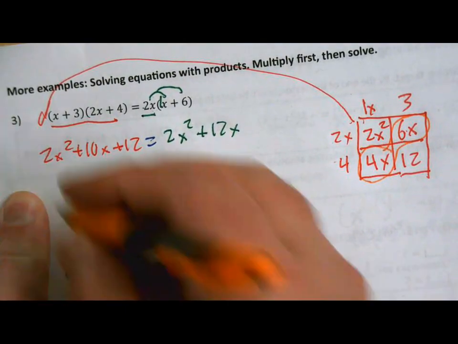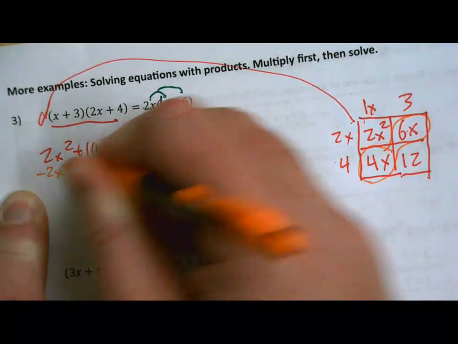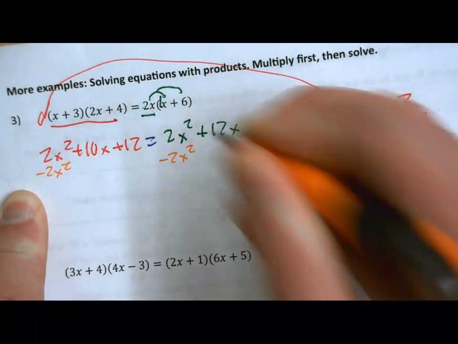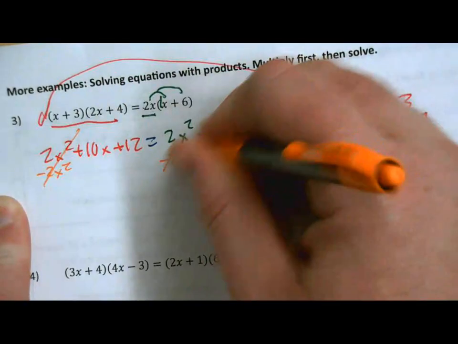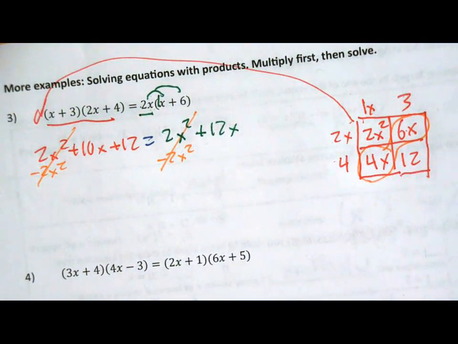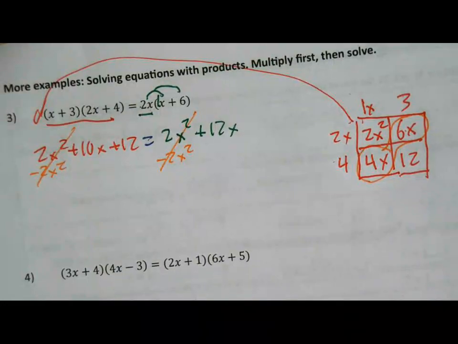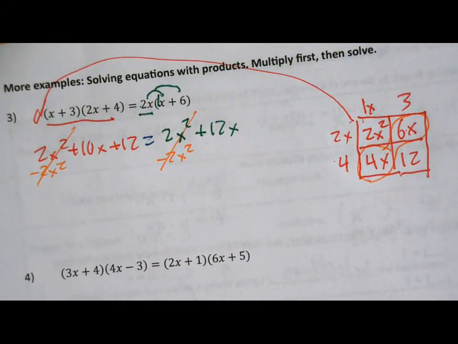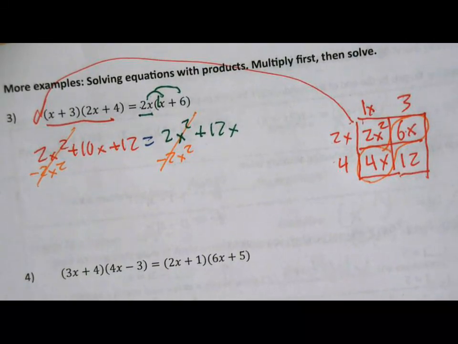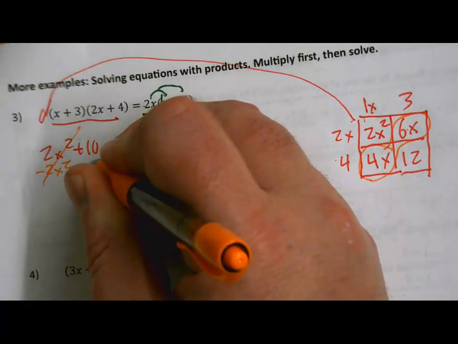We could do minus 2x squared. We got to do the same thing on both sides, but when we do it on both sides, it gets rid of both of them. Are we still going to have x's on both sides? So while we're at it, let's get rid of one of those too. Y'all want to get rid of the 10x or the 12x? 10x, okay. It's positive 10x, so let's do minus 10x.